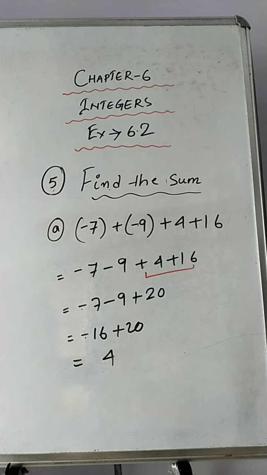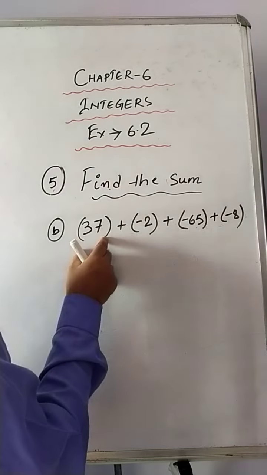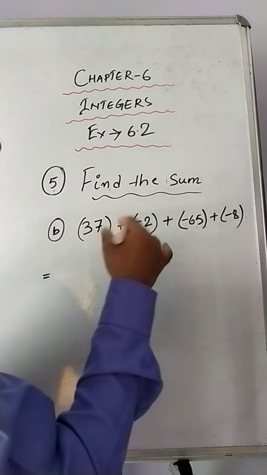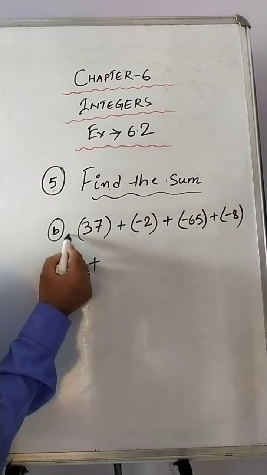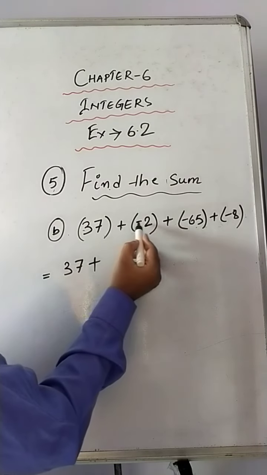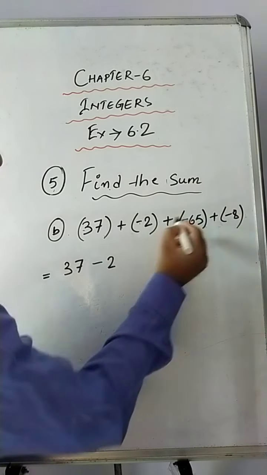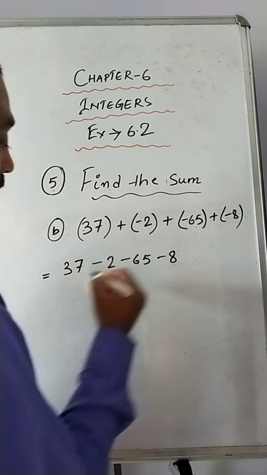Okay. So now let's move on to sum number B. Now this is sum number B and the last sum of today's session. Now you see the first number and all the numbers are inside the bracket. So what is the first thing that we'll do? We'll open the bracket. So the first number we'll write as 37 only, because plus is plus. Plus minus is minus 2. Plus minus is minus 65. Plus minus is minus 8.